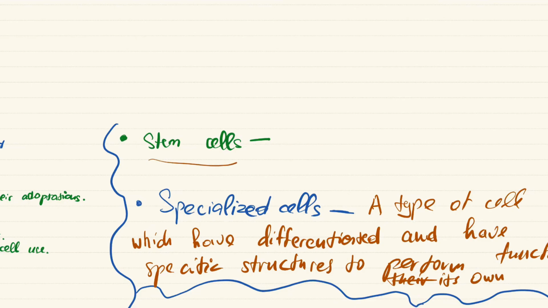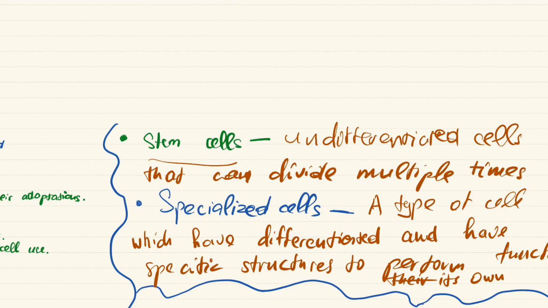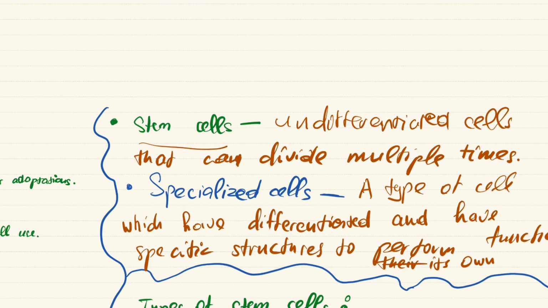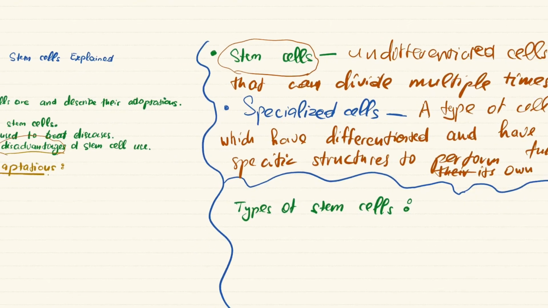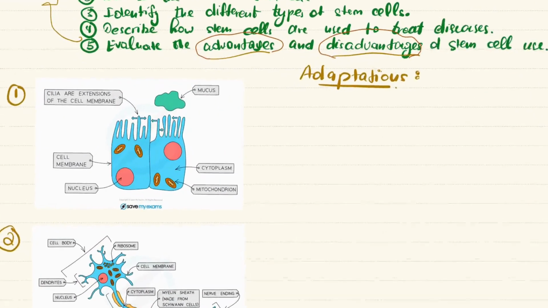So what are stem cells? Stem cells are undifferentiated cells that can divide multiple times, and we will learn about these kinds of stem cells later on throughout the lesson. And here are three examples of specialized cells.